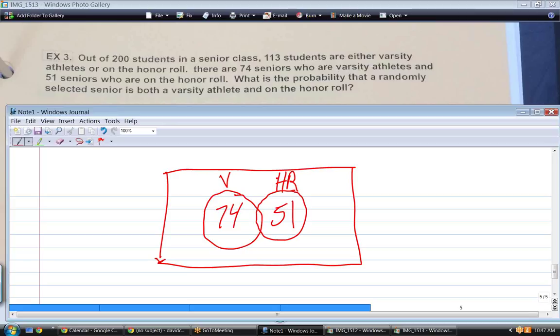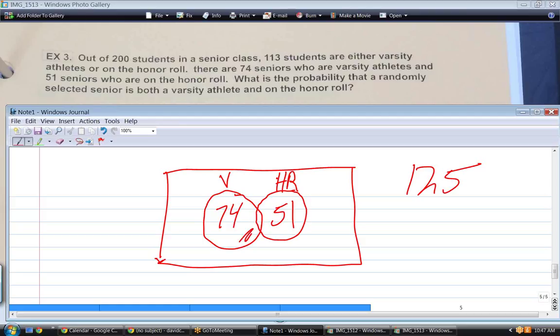113 students are either varsity or on the honor roll. Does that tell us how many are in the overlap? Yeah, if we total these, we get 125. So there clearly has to be some in the overlap, right? Because they said that there's only 113 that are either varsity or on the honor roll.